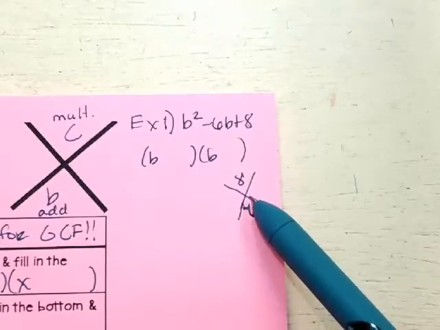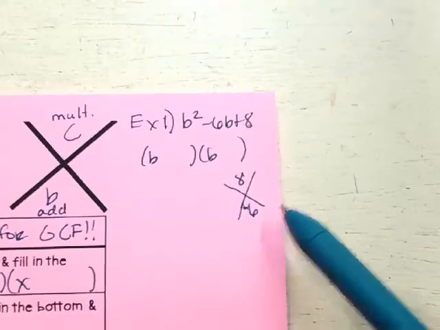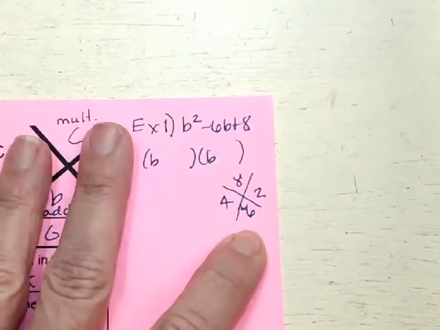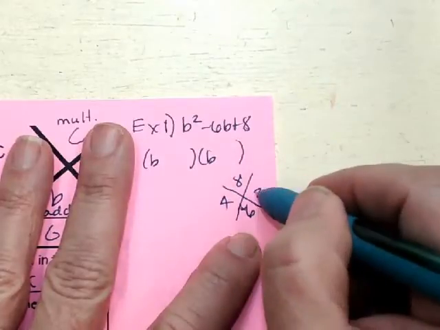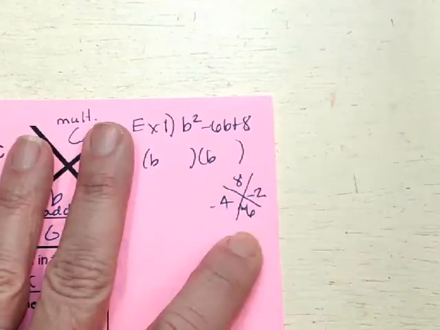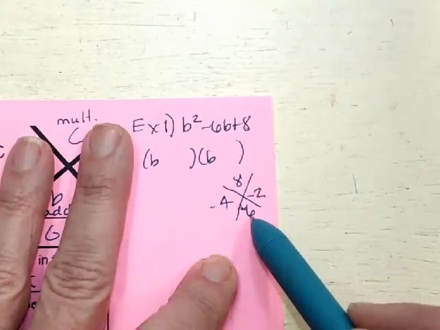So things that multiply to give me 8, there aren't many. It's 4 and 2, or 1 and 8. Well, 1 and 8, no matter how you put it together, is not going to give me 6. But 4 and 2 can give me 6. If I want a negative 6, but I have a positive product, 2 positive numbers will give me a positive product. 2 negative numbers will give me a positive product. So negative 4 times negative 2 is 8. Negative 4 and negative 2 add up to give me negative 6. So these are my factors.